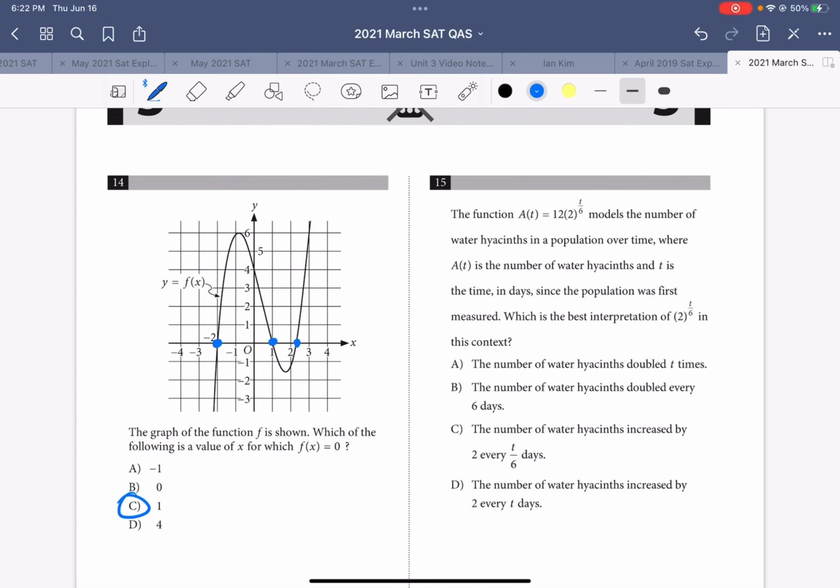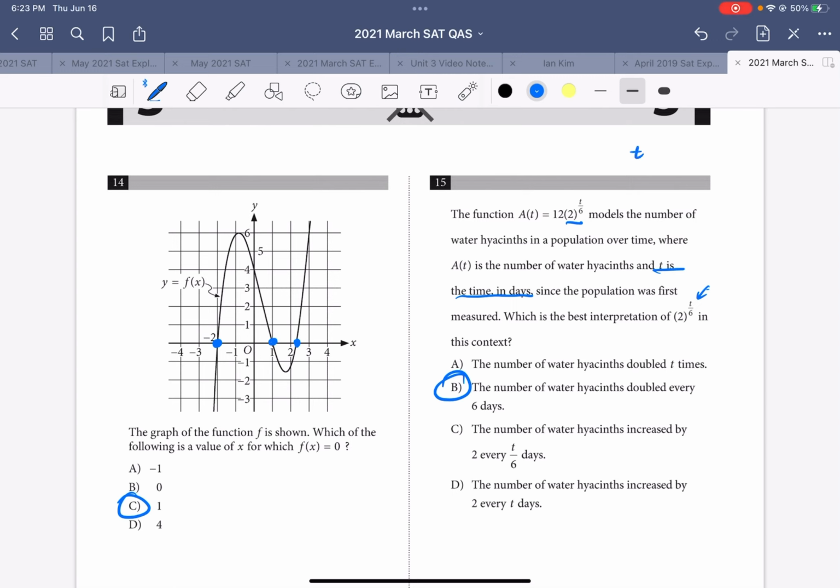If you look closely, the number of water hyacinths doubles every 6 days. It should be this, because think about it. t is a number of days, right? This t is the number of days since the population was first measured. So every 6 days, it will be doubled. This means it will double every 6 days.